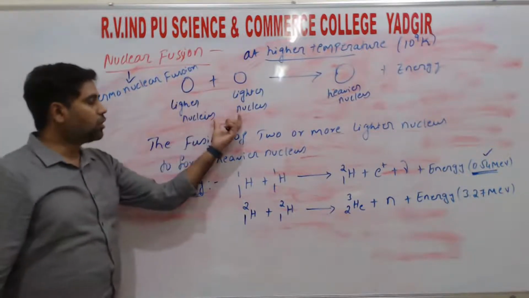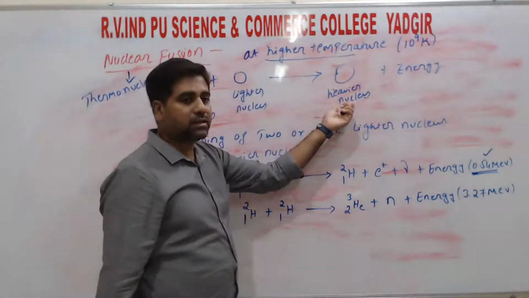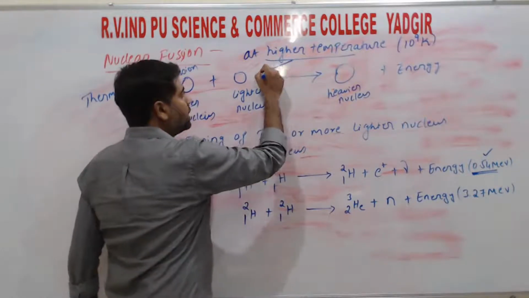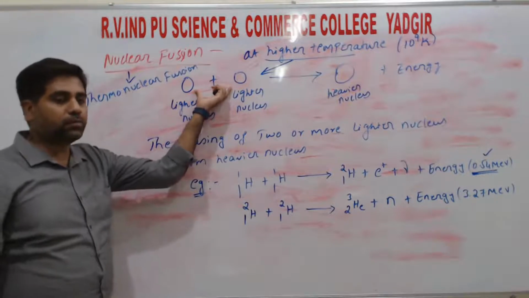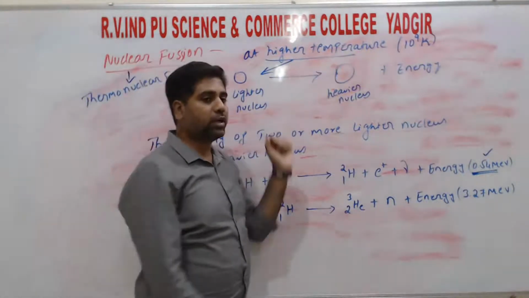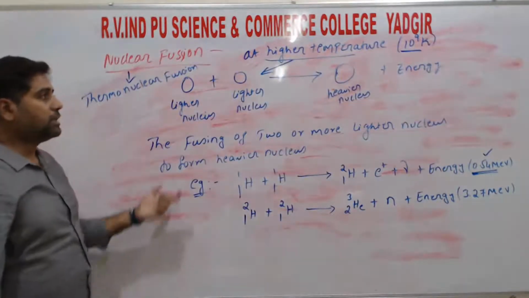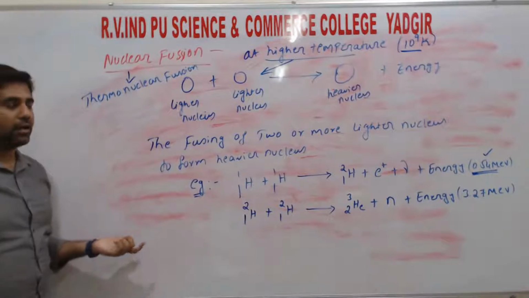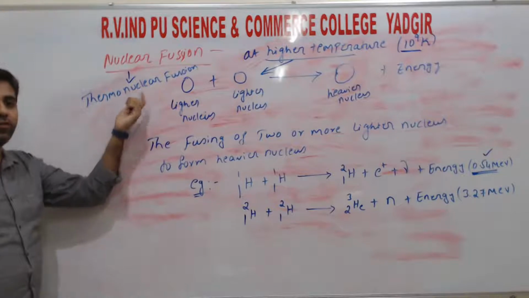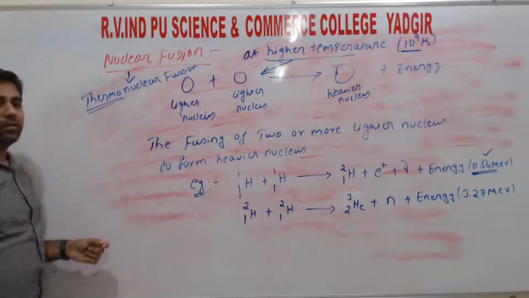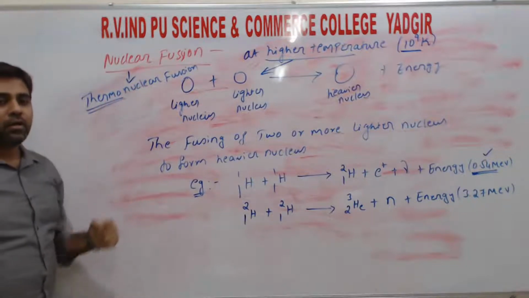For two nuclei to combine to form a heavier nucleus, it requires higher temperature, of the order of 10 to the power of 9 Kelvin, right? That means 1 billion Kelvin. That's why nuclear fusion is also called thermonuclear fusion. Thermo is nothing but heat, right?